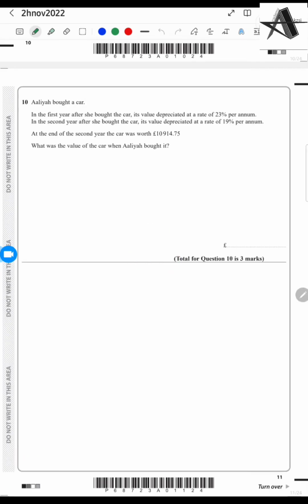In this, basically, we don't know the actual value of the car. So let us say this be x. If suppose x is the value of the car, then in the first year its value depreciated. Depreciated means it's decreasing. It's not 23% of the actual, it's decreasing by 23%. So this is actually 100 minus 23, which is 77% of the actual car. So this will be the value of the car at the end of the first year, which is now 77% of its original value.